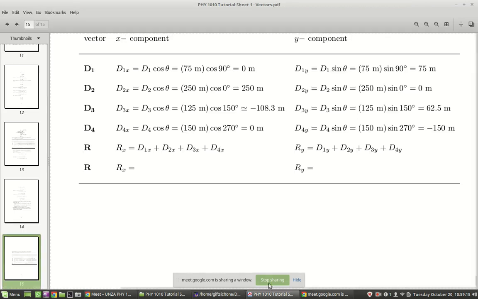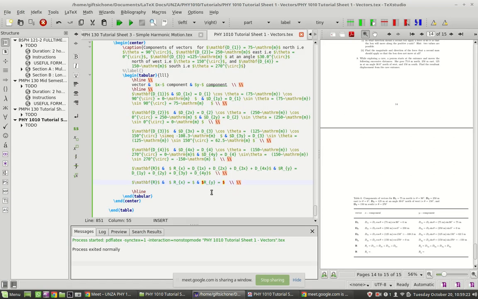So for the Ry, the answer is negative 12.5 meters. How did you get that? We add up all the components, that is D1y, D2y, D3y. What are the sizes of the components? D1y is 75 meters. Which one are you adding? We are done with the x components. Now we are going to the y components.